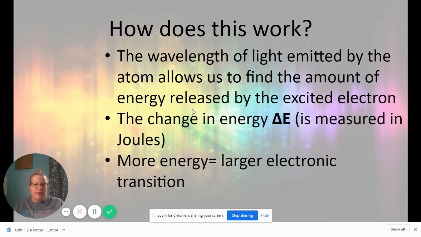What ends up happening is that when we do the work, if we find that there is more energy that you get out from your specific transition, the larger the electronic transition must have been. So if I get a lot more energy from my calculation and the wavelength of light that I get out indicates that, we will have a bigger energy change that happens.